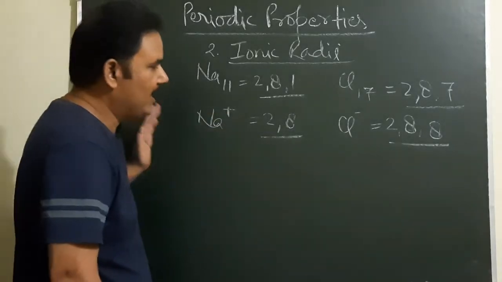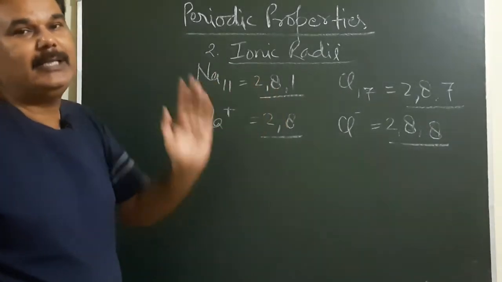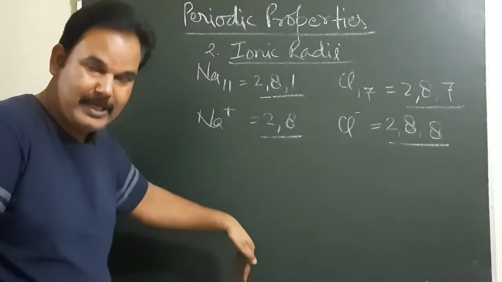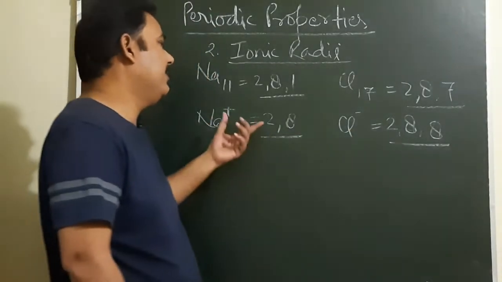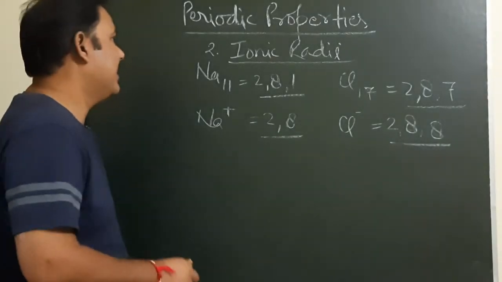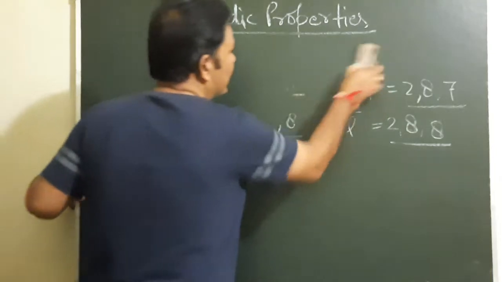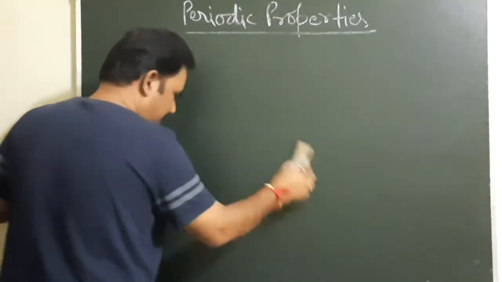So we can say that when we move along the periods, ionic radii decreases, and when we move in a group from top to bottom, it increases. So this is the general trend of the ionic radii. Now after that, the third point we will discuss. The third point is ionization potential.